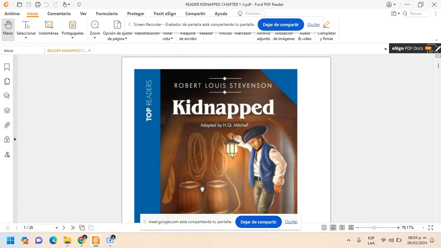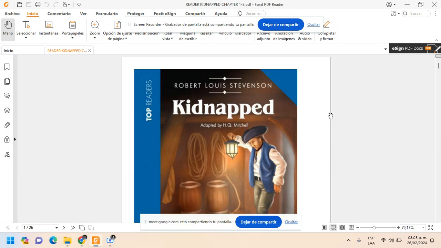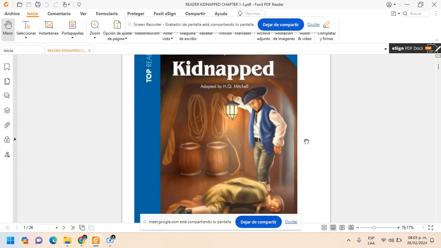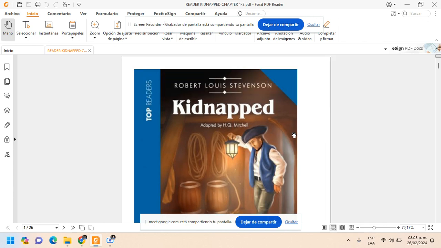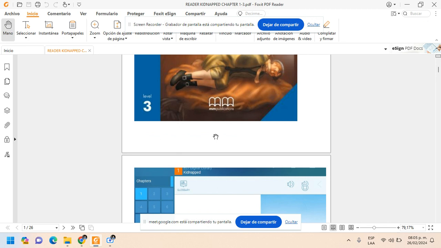Who is? No one? The author. El autor. Who is the author of this book? Lewis. Yeah, Robert Louis Stevenson. Yeah, he is the author of the real book, as I told you. This is an adaptation. H.Q. Mitchell. Okay, it's a short version.